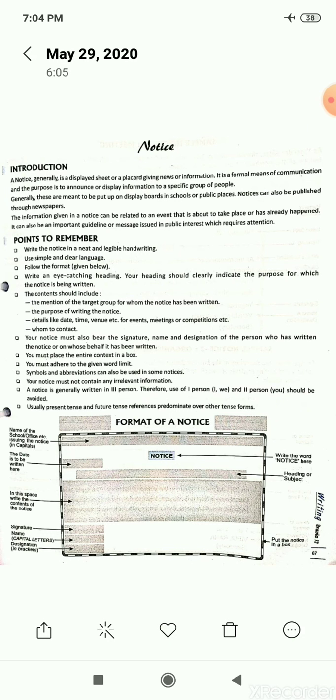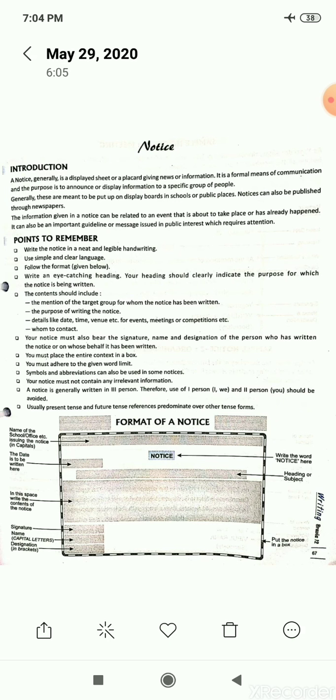The next point is that usually present tense and future tense references predominate over other tense forms. It means that as far as possible, past tense is avoided. But that may vary according to situations. The editor has mentioned it for the sake of fair drafting of the notice, or else it may change a bit according to the given situation, right? I hope all the points are clear to you.